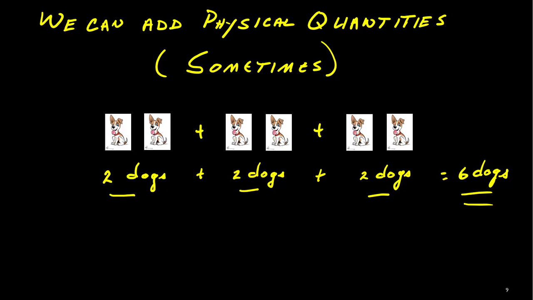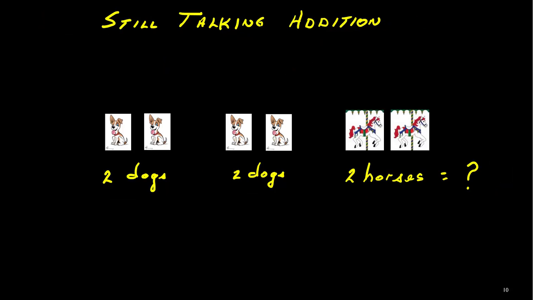And it's probably immediately obvious to the most casual observer that we have 2, 4, 6 dogs. But now what happens if we have this situation. We're still talking about addition. We have 2 dogs plus 2 dogs plus 2 horses. What do you think the question mark is in this case? The best we can do whenever the units are different is we can add the similar units. We get 4 dogs and 2 horses.